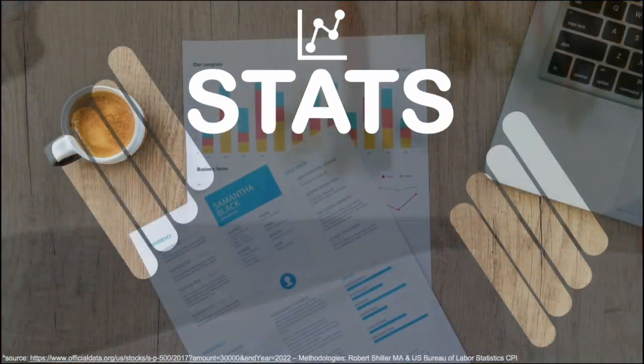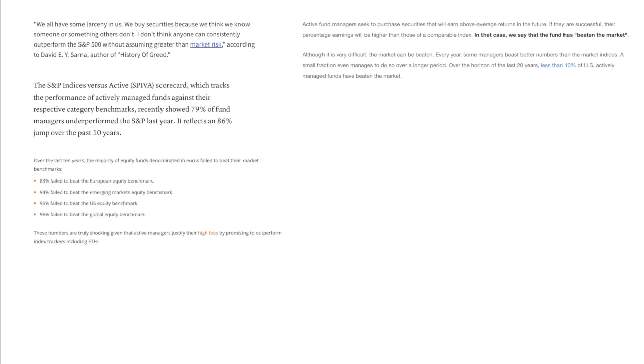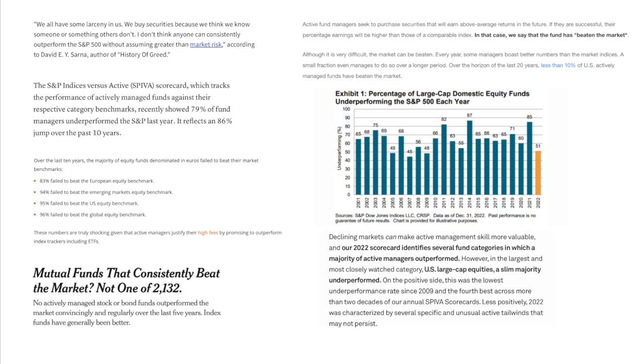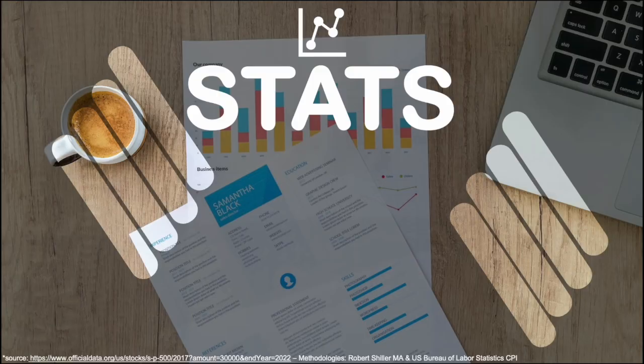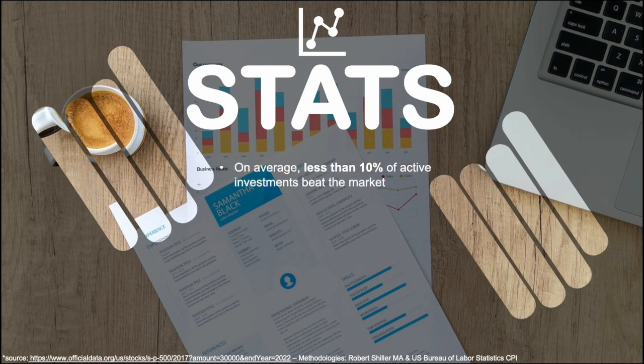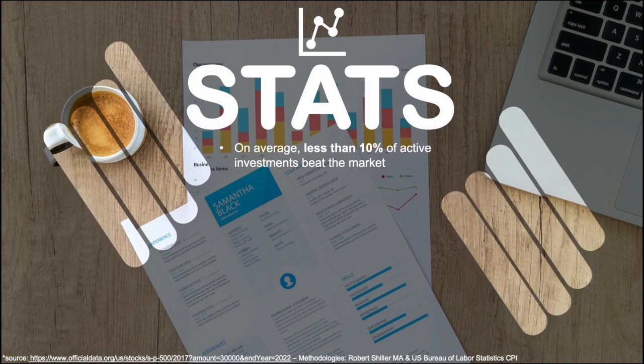To start off with the data, several journals all around the world always talk about the contraposition between active investments and passive investments. You can stop the screen right there just to read above, but to sum all of that up, we can synthesize it by saying that on average, less than 10% of active investments beat the passive investments.